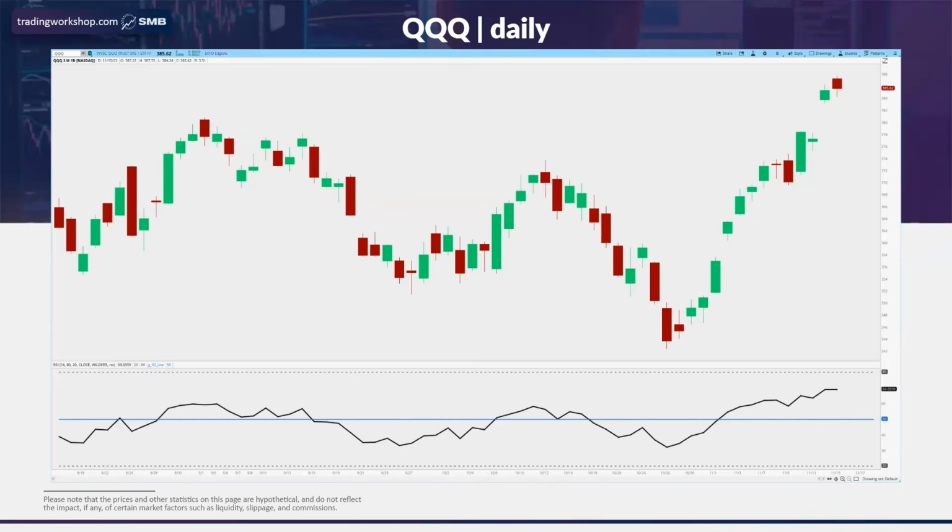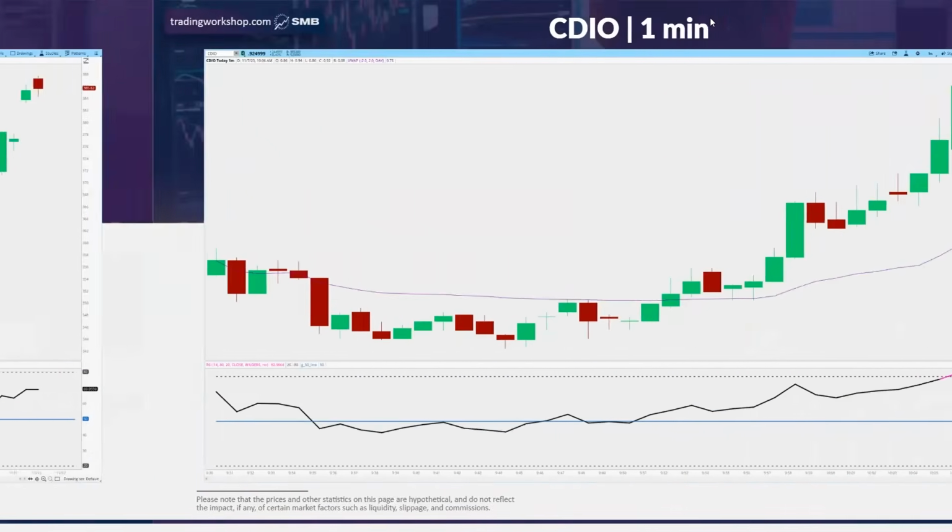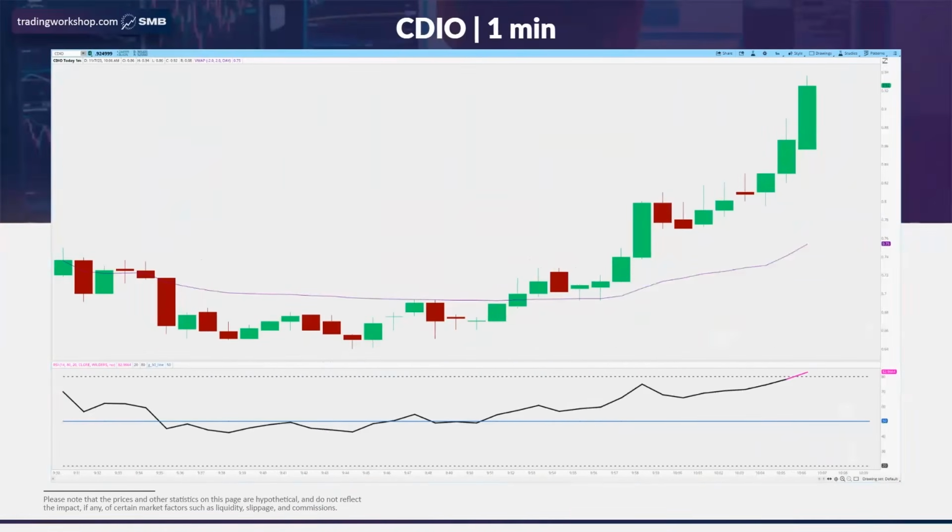So let's dive into some examples, and let's look at an intraday trade. This is CDIO not too long ago, overbought on multiple time frames. That's what this setup is, right? So we're going to give you an example of how this looks. Okay, so we're trading a runner. It makes a parabolic move off the open.